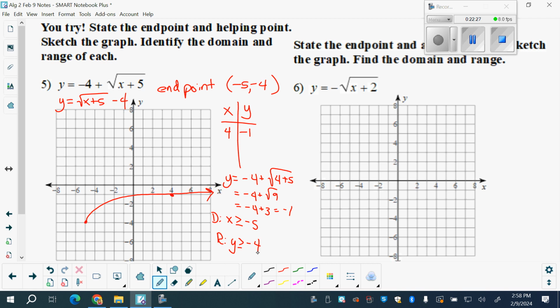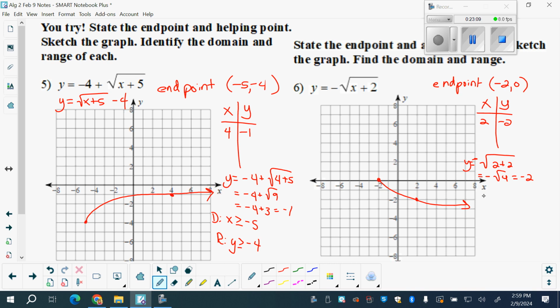That's right. So my endpoint on this one is -2, 0. And then picking a number here, we could pick 2. So y equals negative square root of 2 plus 2. Negative square root 4 or -2. So 2, -2. And notice it faces downward as we talked about.